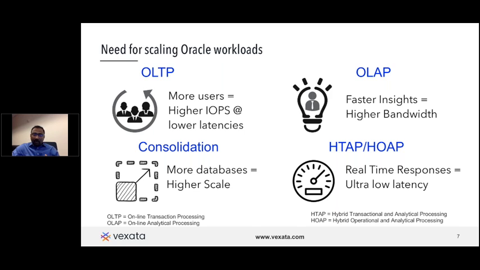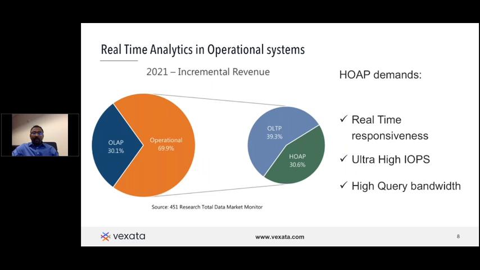In fact, if you go to the next slide. Okay. So here, 451 folks talked about the importance of HOAP. And it's really real-time analytics and transactional processing database systems. What they see is that, come 2021, 30% of all the OLTP systems will need to have some sort of real-time analytics that they can support.